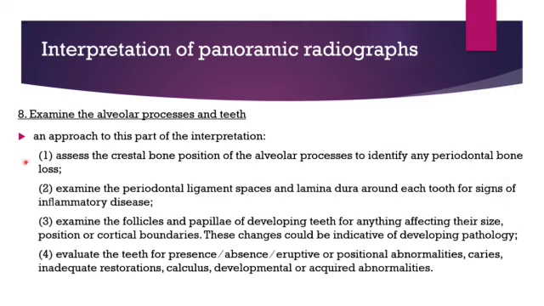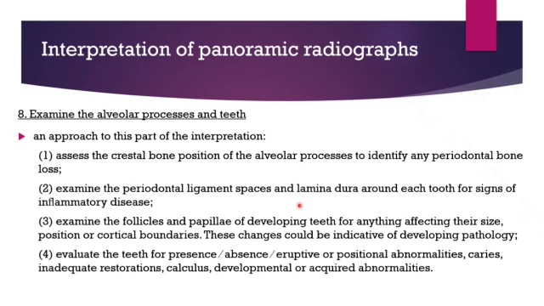An approach to this part of interpretation is to assess the crestal bone position of the alveolar process to identify if there is any periodontal bone loss. Generally, you need to look at the right and the left side of the maxilla and mandible for any crestal bone loss. Then we need to examine the periodontal ligament space and the lamina dura around the teeth for any signs of inflammatory disease.